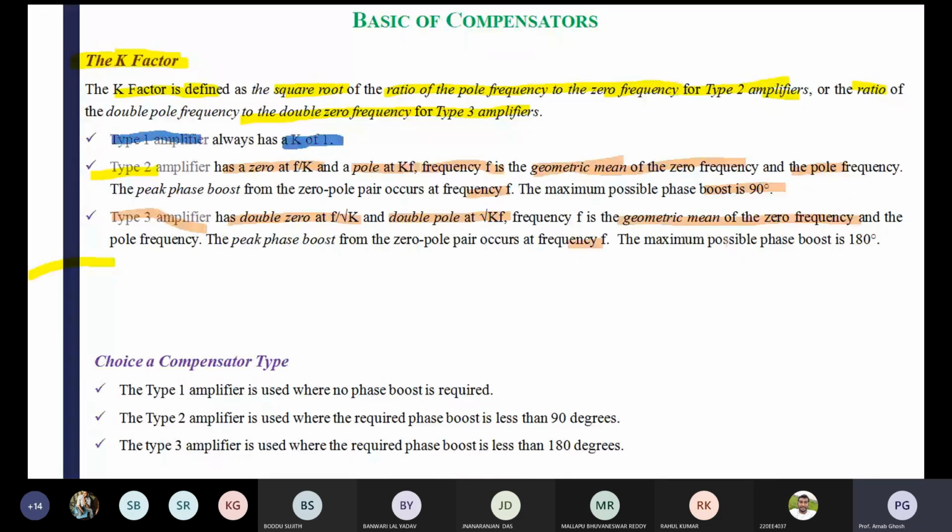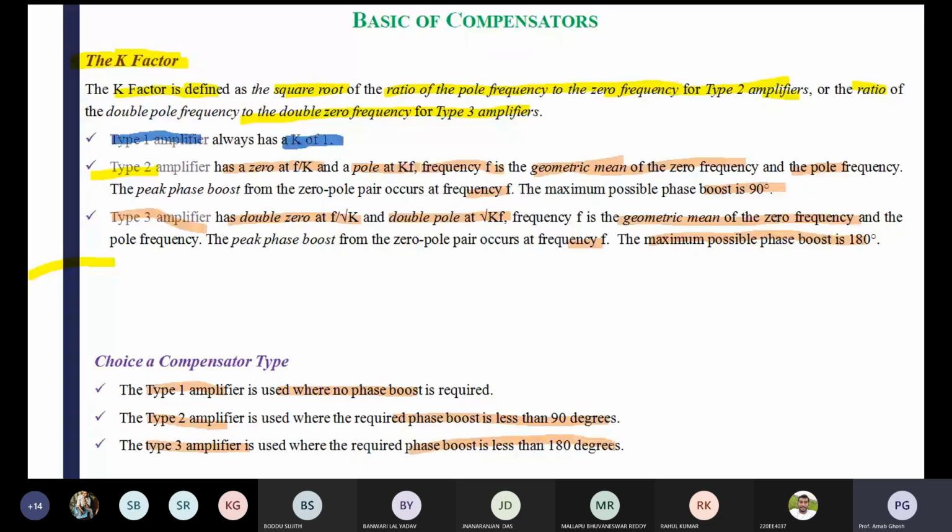So here you have a choice for the type of compensator. The type 1 amplifier is normally used for no phase boost; it basically behaves like only a PI controller. The type 2 amplifier is normally used where the phase boost is less than 90 degrees. Then type 3 is normally used where the phase boost is less than 180 degrees, maximum 180 degrees. So these three purposes are there, and basically we are using type compensators.